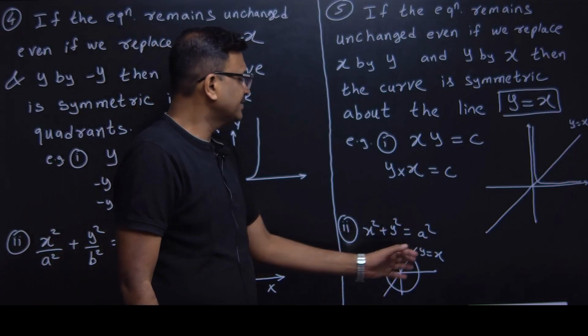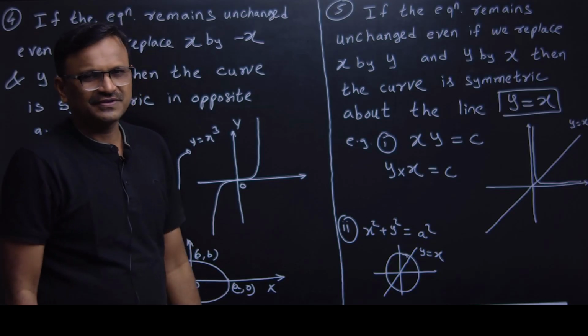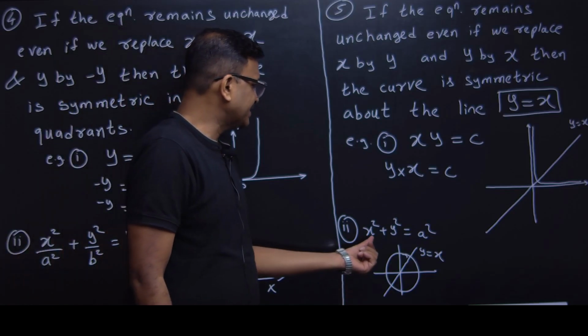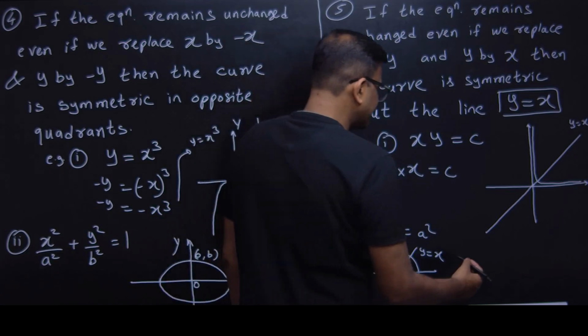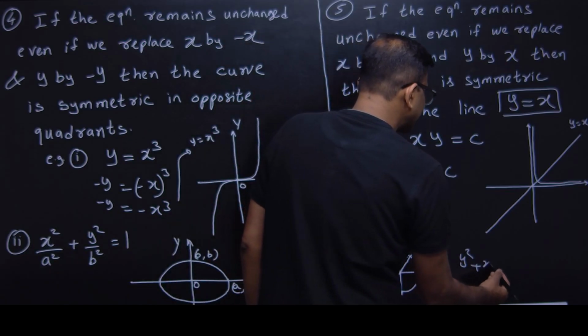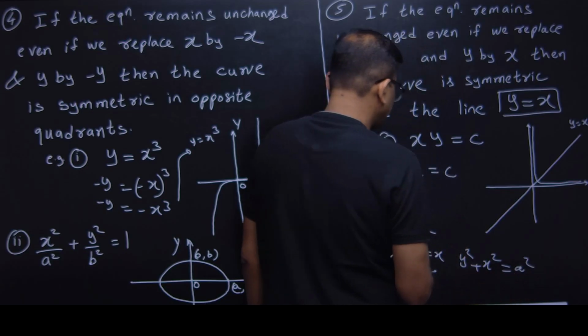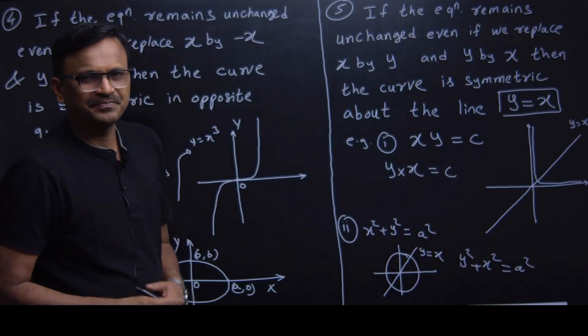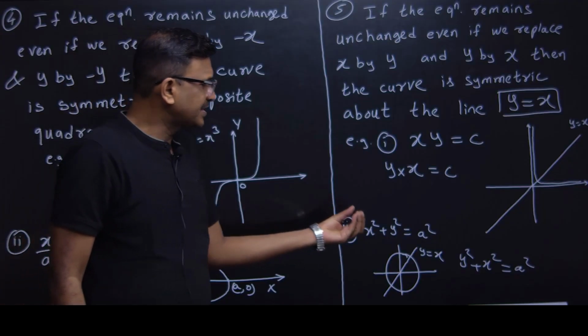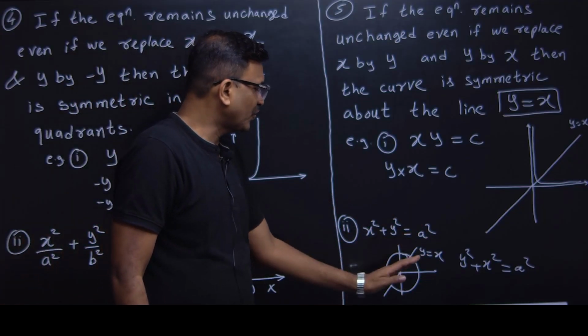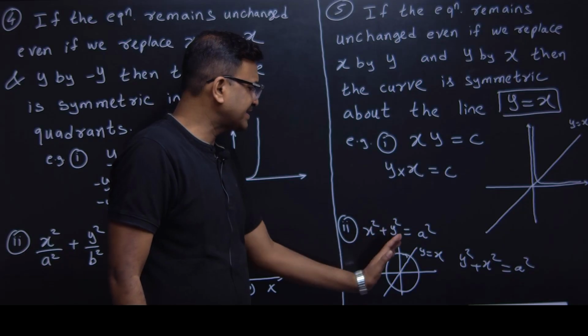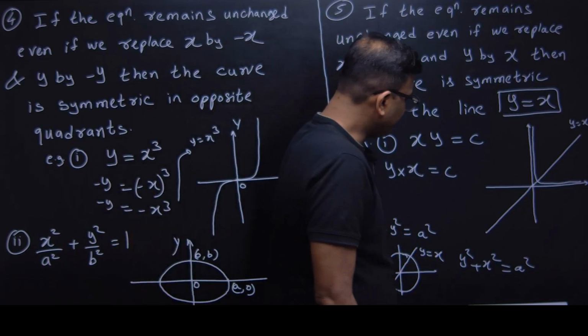Then if you consider the standard circle again, x square plus y square is a square. So see, if you replace x by y, y by x, this equation will be y square plus x square is a square. The equation remains the same. So this curve is symmetric about the line y is x. So whatever is the nature of the curve above the line y is x, same is the nature of the curve below the line y is x.